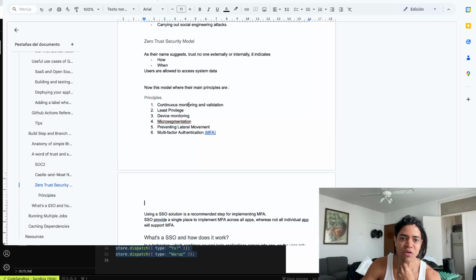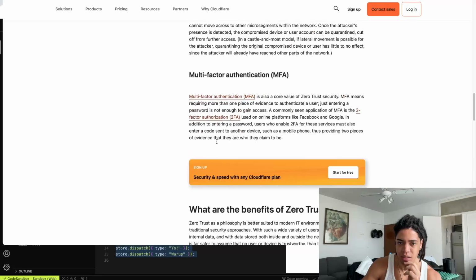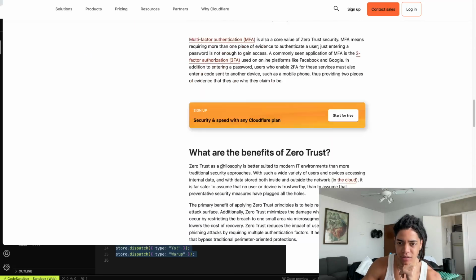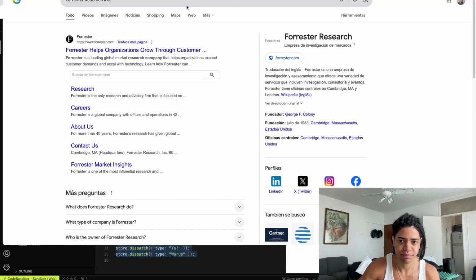But I also want to know the history of this security model. How do we get here? The term zero trust was coined by an analyst at Forrester Research in 2010. Forrester helps organizations grow through customer insight. Massachusetts, Cambridge. Interesting.